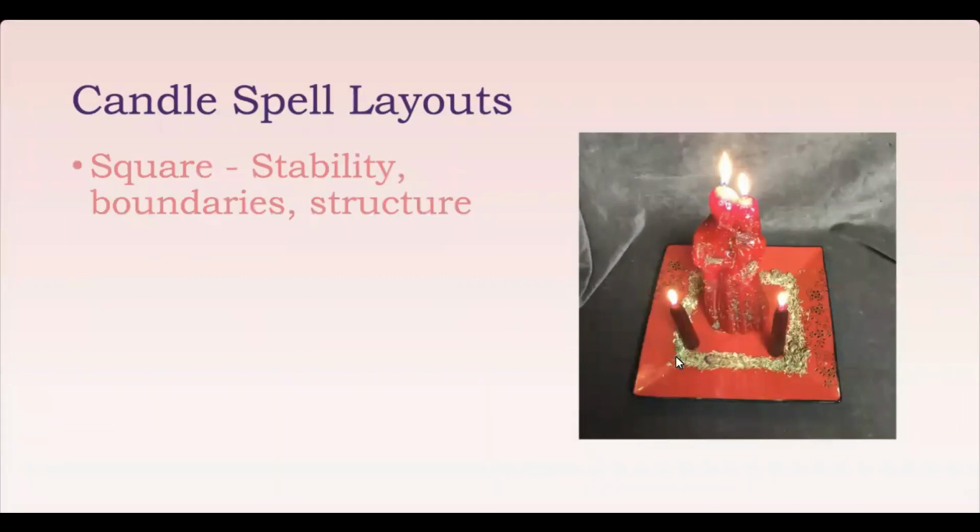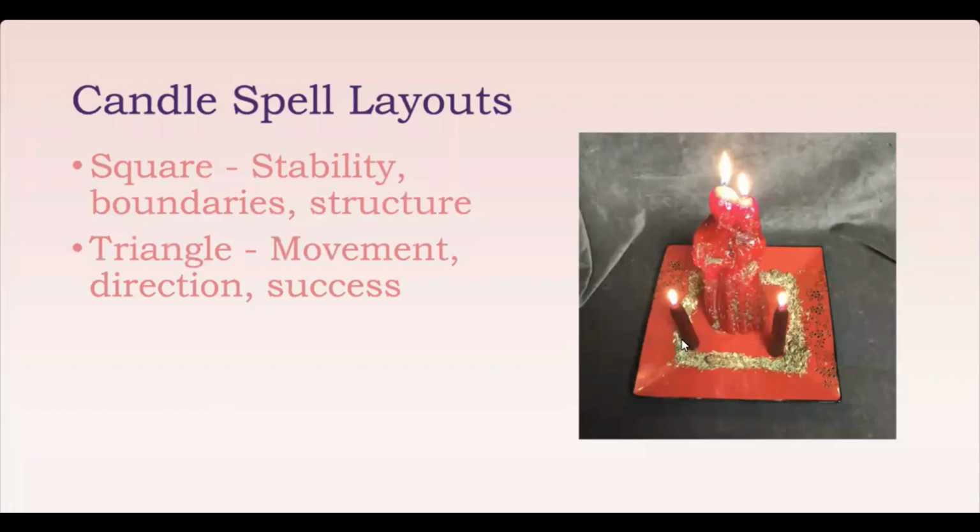Squares represent stability, boundary, and structure, and we have a square dish with a square around our candles. We also have a triangle because there's another candle behind this marriage candle that you can't see, and that triangle represents movement, direction, and success.